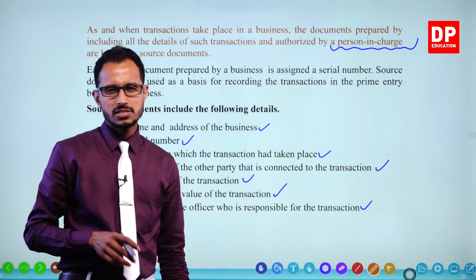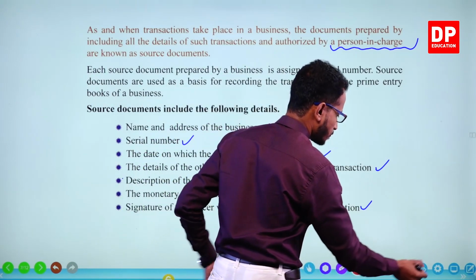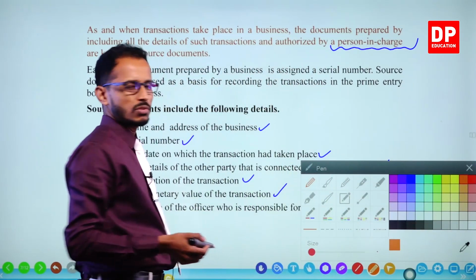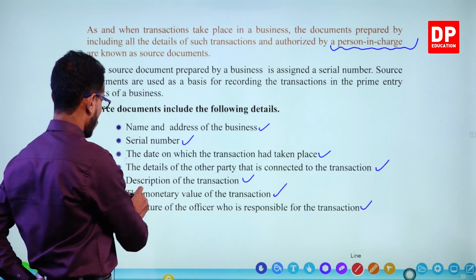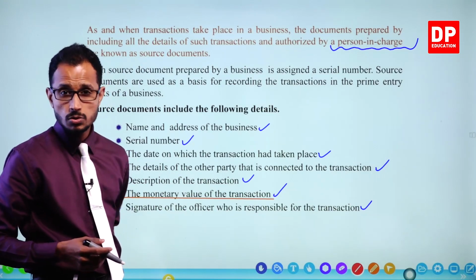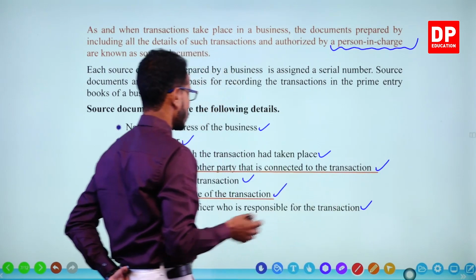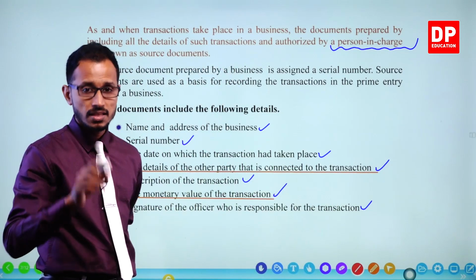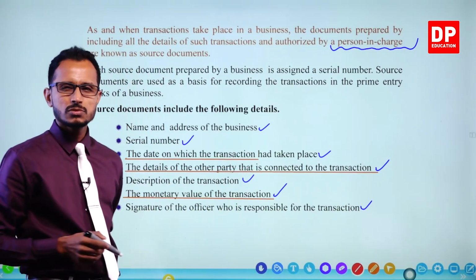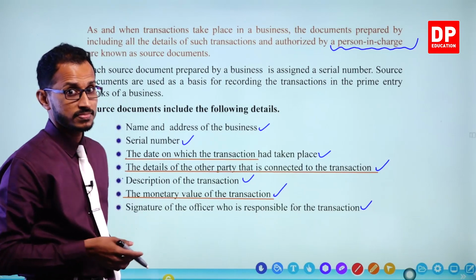Just try to remember at least 3, 4 of the important ones. At least 1, no, at least 2. Mainly the monetary value, which means the amount of the transaction, and the details of the customers. These are the important things. Date of the transaction. Just remember 2 or 3. It'll be useful for you, not for me.